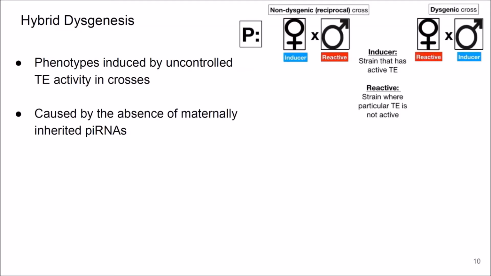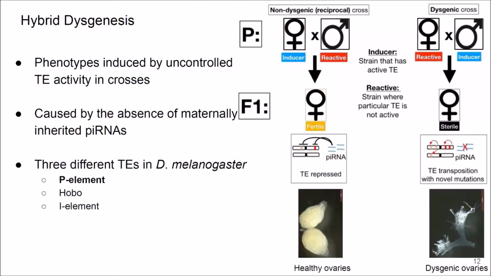So this means that if you conduct a cross of 2 different flies, where one has an active transposable element and an active host defense against it, and the other one does not have either of the two, where the one that does not have a defense is called the reactive strain, and the one that does have the active TE is called the inducer strain. And if you use a female that does not have the active TE, it cannot inherit the piRNAs. And what happens is that in the offspring, you will have activity of a transposable element.